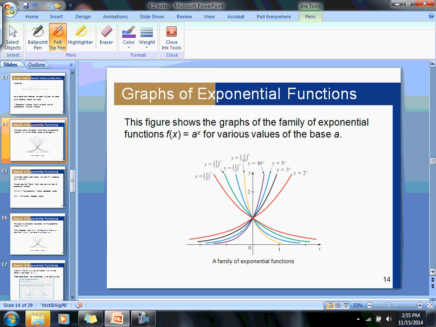And the book does a nice job with showing these pictures of families of exponential functions. So here we have y equals 1/2 to the x, 1/3 to the x, 1/5, 1/10, and then you've got 10 to the x, 5 to the x, 3 to the x, 2 to the x. So these are families. And notice that they all go through the same point. They all go through (0, 1). And the families are color-coded here. So you can see that growth would be 2 to the x, and the decay would be 1/2 to the x.